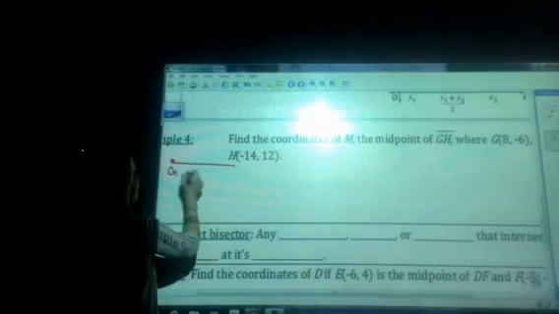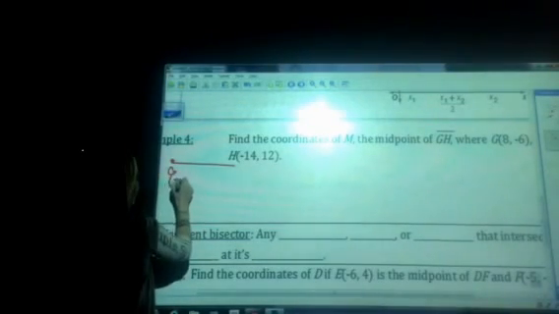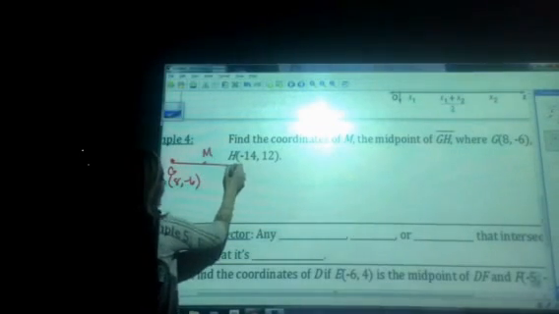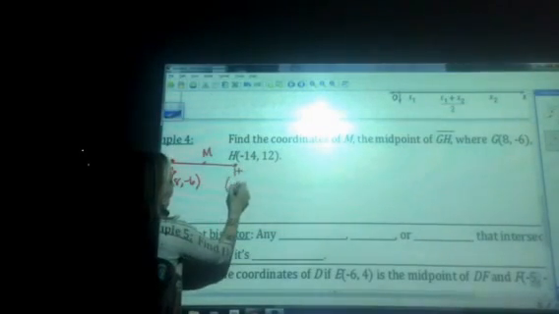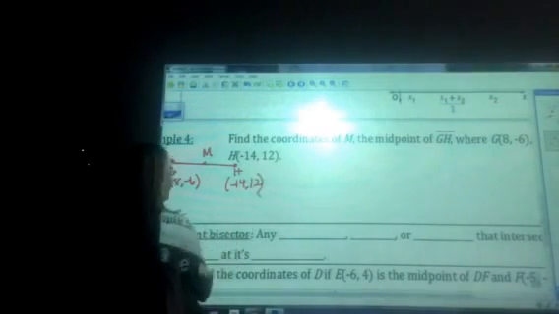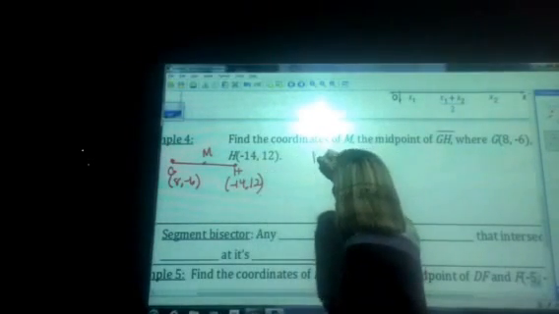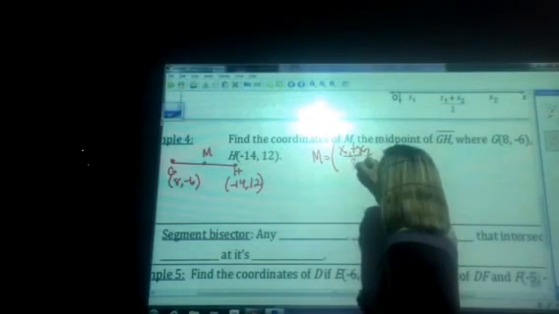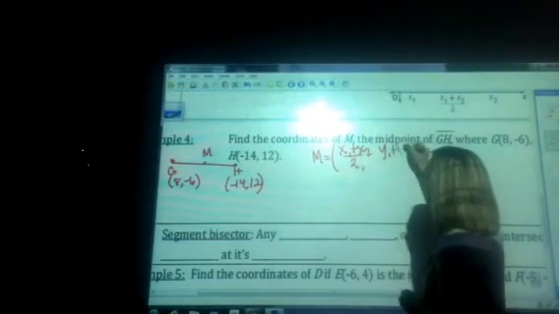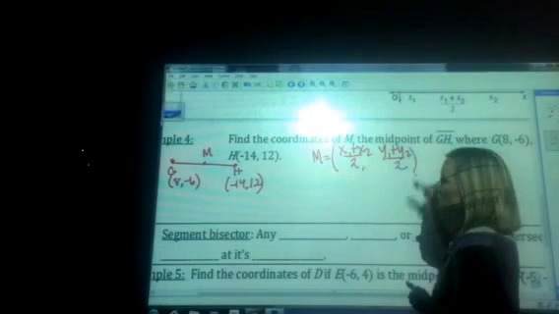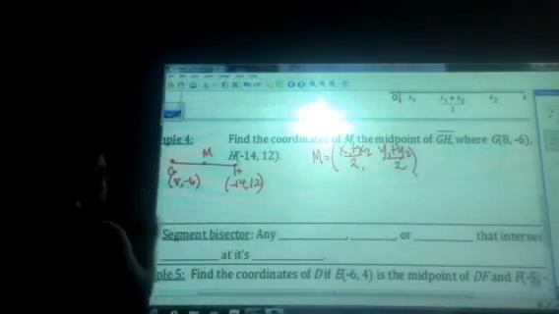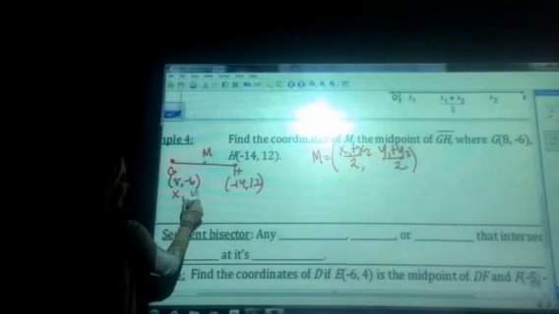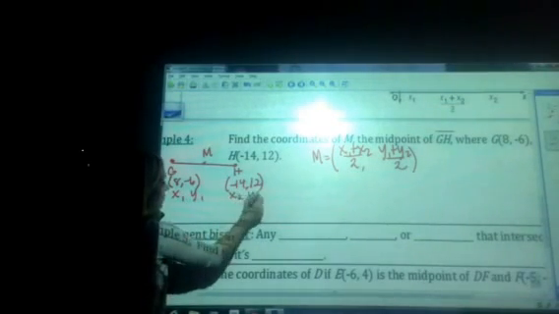So G is (8, -6). M is the midpoint of it, and then H is located at (-14, 12), okay? So again, judging by my midpoint formula, it's equal to (x1 plus x2 divided by 2, comma, y1 plus y2 divided by 2), all right? Again, it doesn't matter which one you label as your first point or your second point, x1, y1, x2, y2.